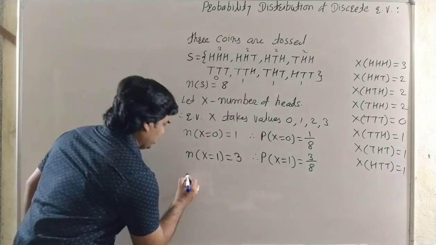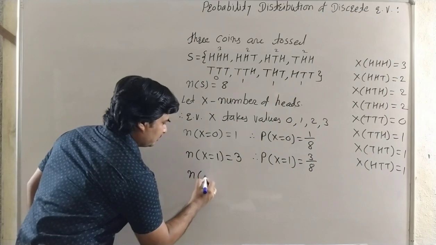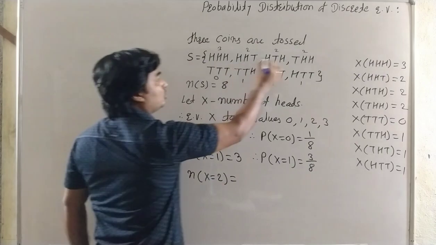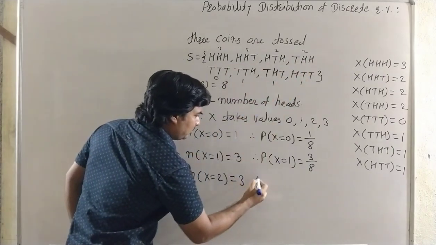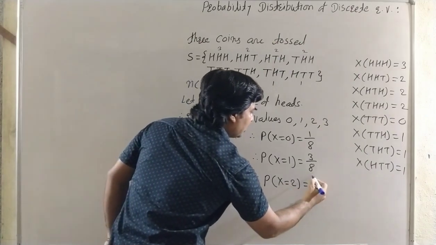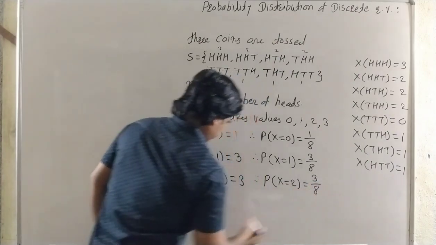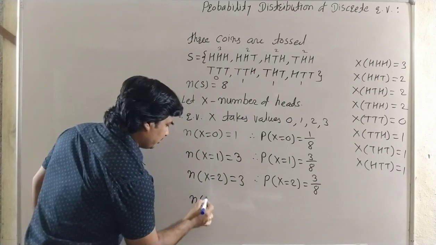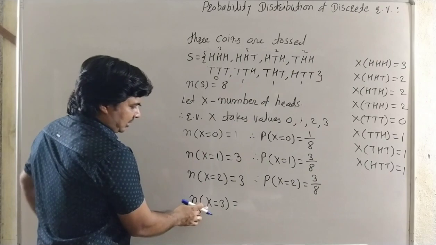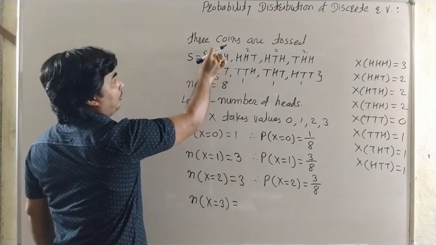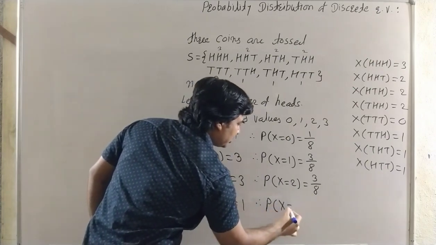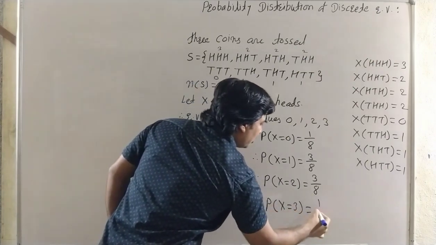Then X is equal to 2. 2 heads shows again in 3 outcomes, and therefore the probability when X is equal to 2 is again 3 by 8. Then last, X is equal to 3. Here X is the number of heads, and 3 heads shows only one time. Therefore the probability of X equal to 3 is 1 by 8.